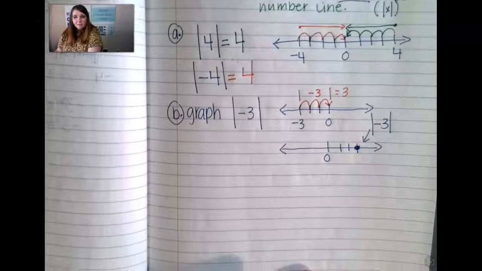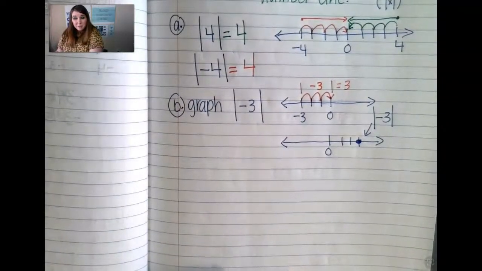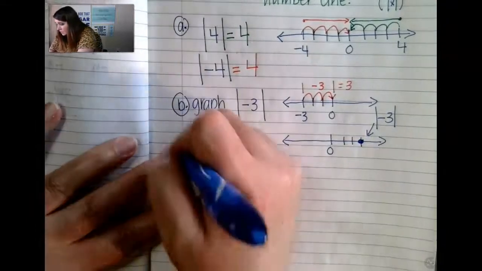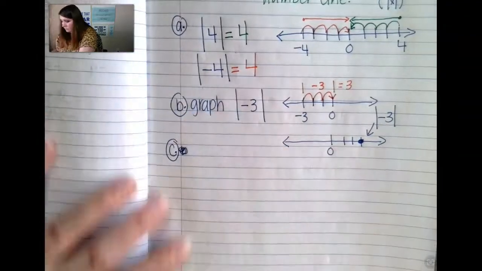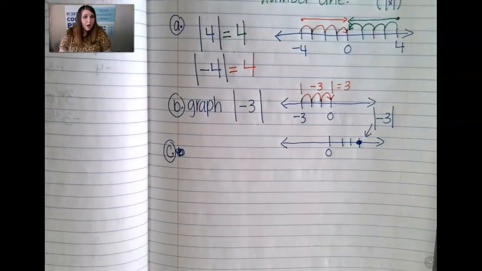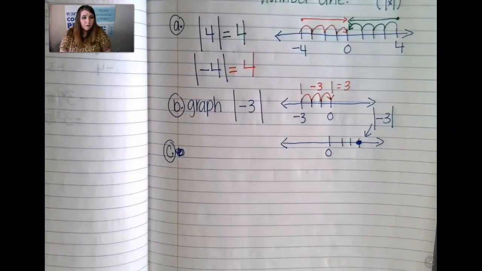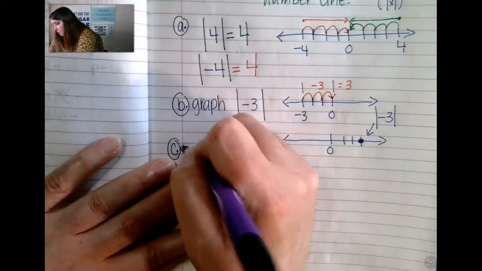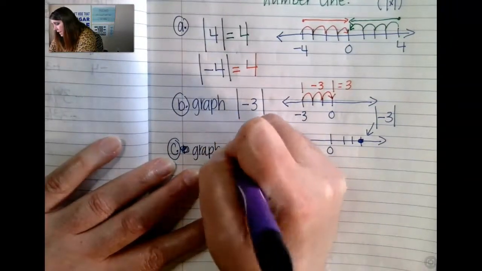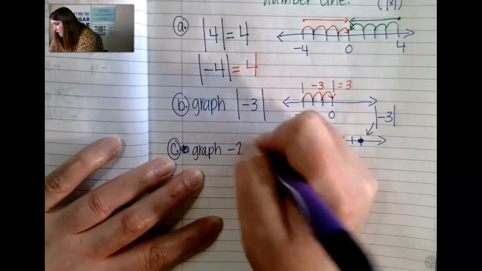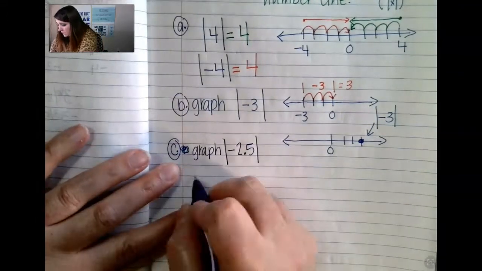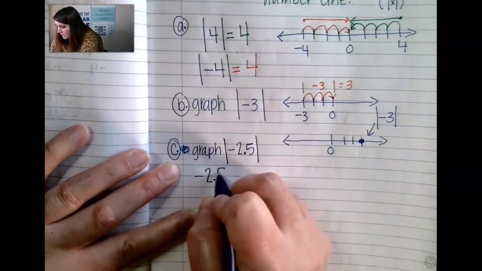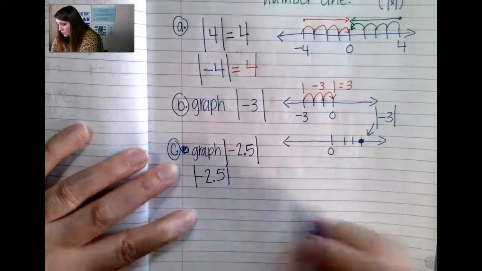Okay, let's graph another one because that can be a little bit confusing, right? Letter C says, I would like to graph, let's look at negative 2.5. Let's look at a rational number. So let's say I want to graph the absolute value of negative 2.5. My first step here is to figure out what is the absolute value of negative 2.5.